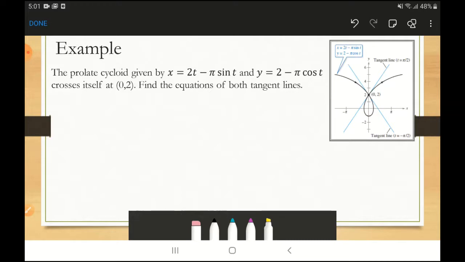So we have a curve. It's called a prolate cycloid. The prolate cycloid is given by the equations x equals t minus pi sin t and y equals 1 minus pi cos t. And this cycloid crosses itself at (0, 2). Here, this point (0, 2). So find the equations of both tangent lines.